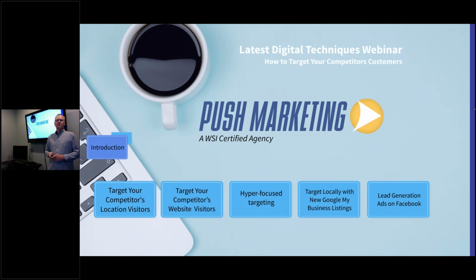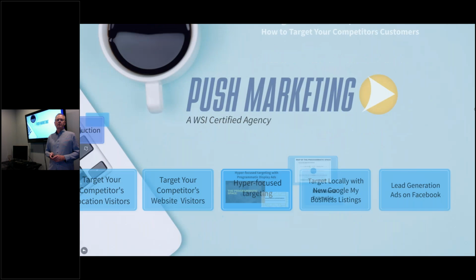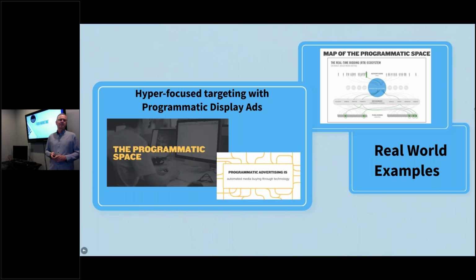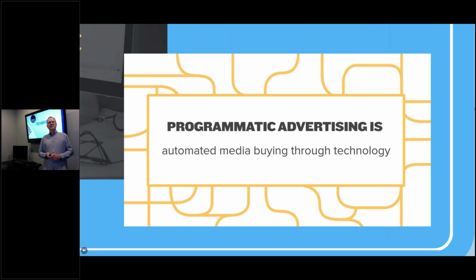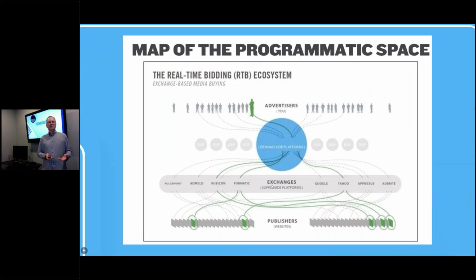All right, so let's move on to hyper-focused targeting. This involves a programmatic display campaign. So what is programmatic advertising? It's basically automated media buying that uses technology. Let me explain. Here's a diagram of what programmatic is. It's a real-time bidding system.